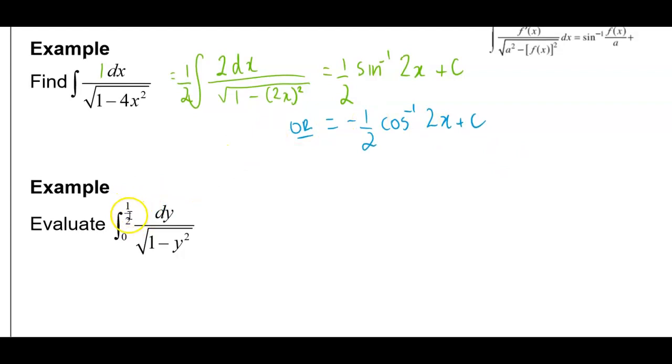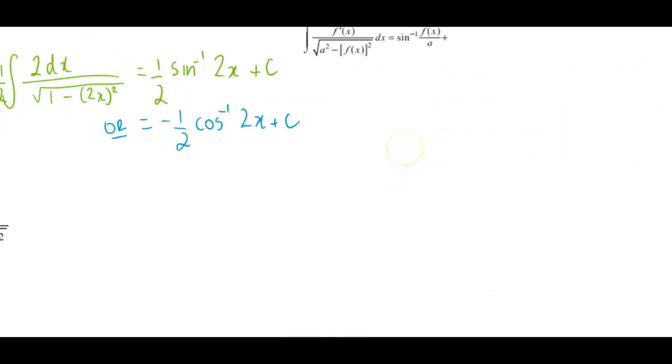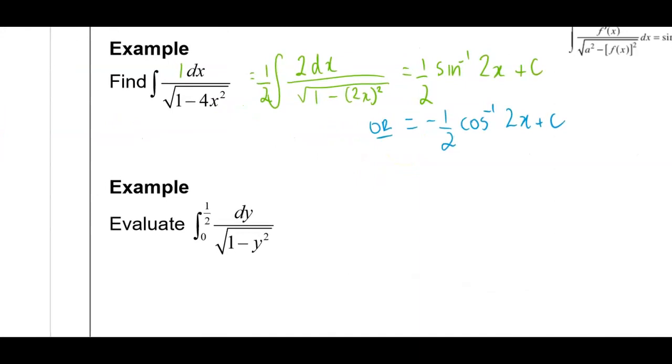Evaluating between half and 0 of dy over the square root of 1 minus y squared. The dy would be just to do with the y-axis. In this case, it doesn't matter. We're just going to be doing it the same way, and we're going to have a look at our rules. Well, it's going to be a sine or a cos inverse because we've got the square root. Just noting that the tan inverse integrals don't have that square root. So that's what's giving us away that information first.